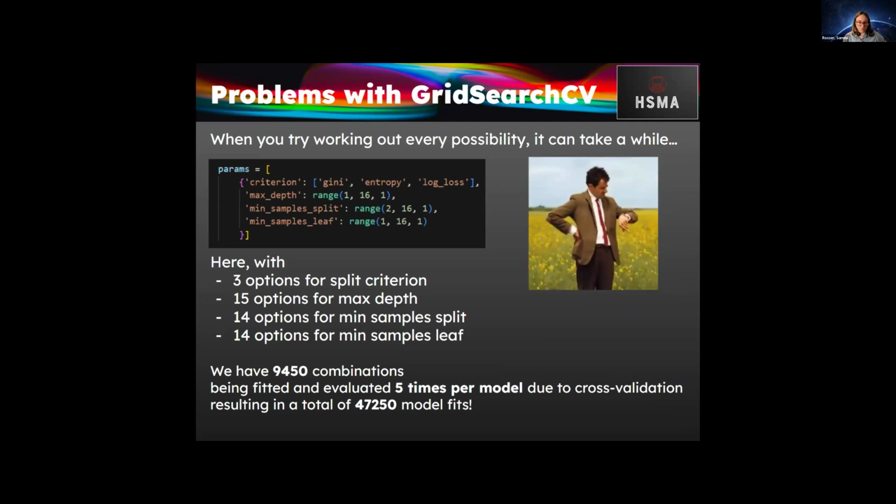Now it can start to take a really long time to do this. We've got 3 options for split, 15 options for max depth, so on. In this particular instance, we've got 9,450 combinations. We're evaluating them 5 times per model, and that's 47,250 model fits that our computer needs to do.